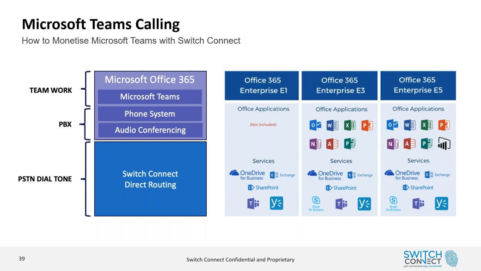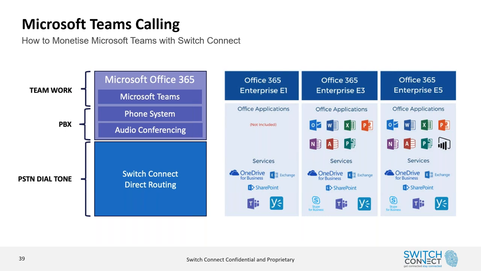It is one of the best integrations we've seen from an audio conferencing system. You can literally go from a point-to-point call with a click of a button, automatically escalate that to a full audio conference and have up to 200 external parties dialed into it. So it's a very, very nice integration, single click escalation. So on an E1 or 3, that's an optional bolt-on license as well. And an E5 includes phone system and audio conferencing built in.